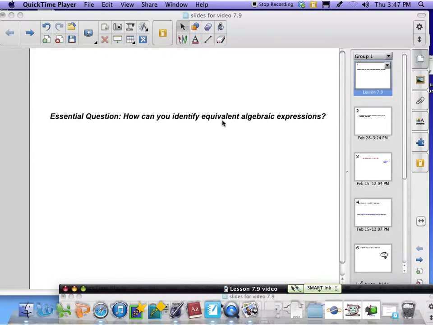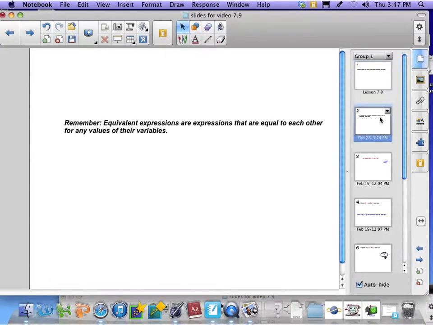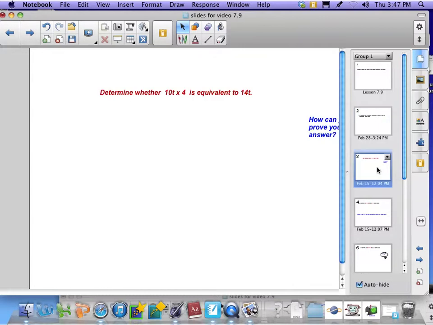How can you identify equivalent algebraic expressions? Remember, equivalent expressions are equal to each other for any value of their variables. And all that means is you could substitute any number in for the variable and the expressions would be equal. So let's take a look at an example.